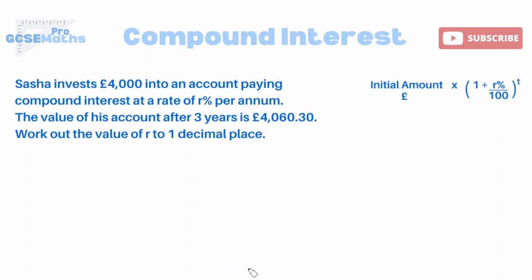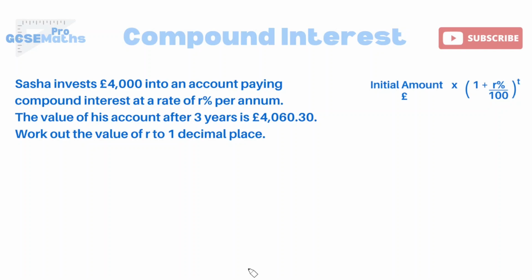Okay, so let's look at a different one. Sasha invests £4,000 into an account paying compound interest at a rate of R% per annum. The value of his account after 3 years is £4,060.30. Work out the value of R to 1 decimal place. Okay, so basically work out the interest rate.